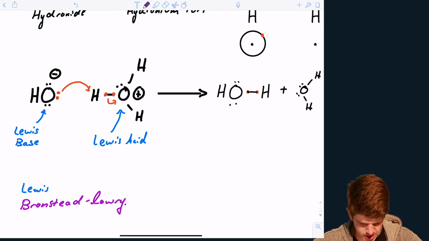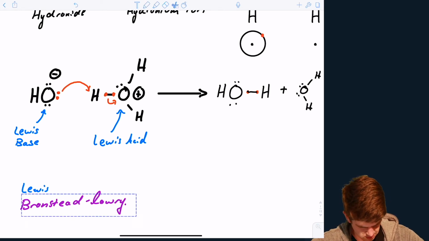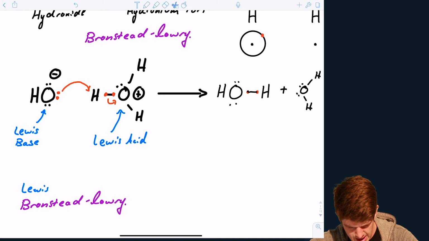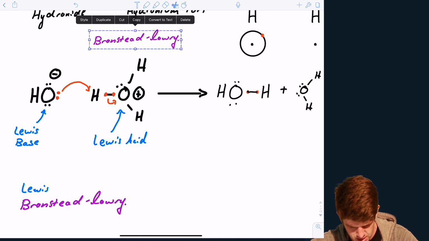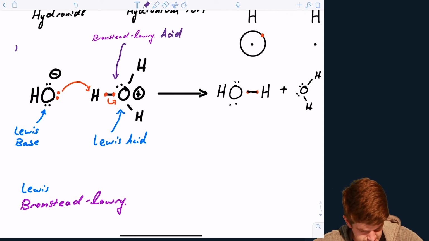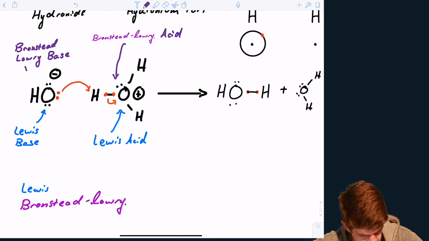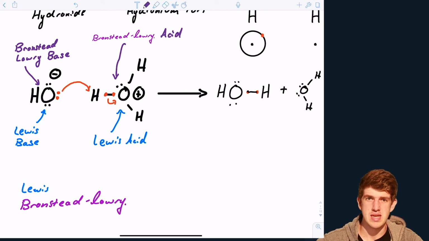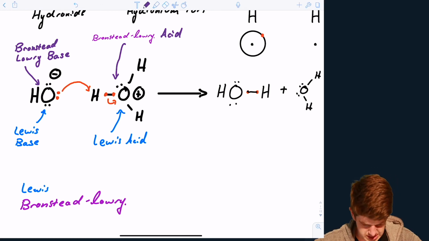So what is my Bronsted-Lowry acid? Well, my Bronsted-Lowry acid is going to be what donated a proton. So what donated a proton? Again, this molecule. So this is my Bronsted-Lowry acid, and this that accepted the proton, I used different shades of purple, this is my Bronsted-Lowry base. So they kind of match up here. Bronsted-Lowry base, Lewis base, Bronsted-Lowry acid, Lewis acid. Just know the different definitions. Bronsted is about protons, Lewis is about electron pairs.